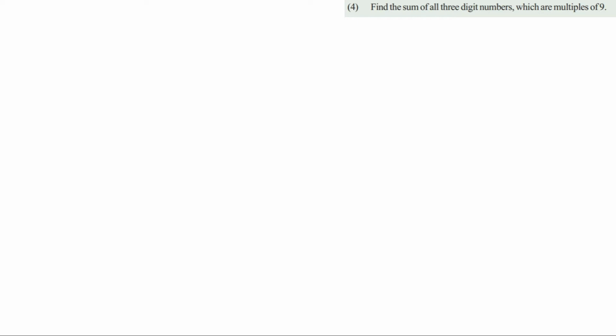Which is the first term? We know 99 is a multiple of 9, but it has only 2 digits. To get the next term, we have to add 9 to it. And then the first term is 108. That is, 108 is the first 3-digit number which is a multiple of 9.